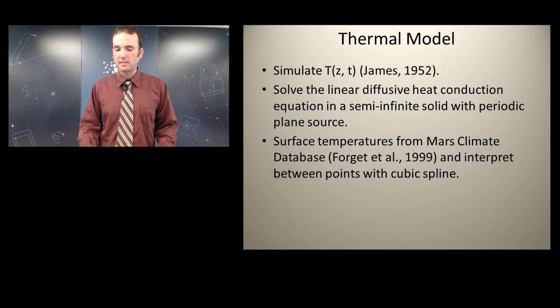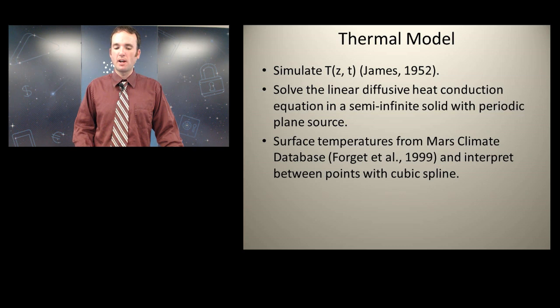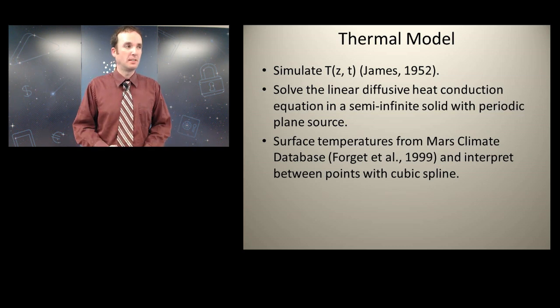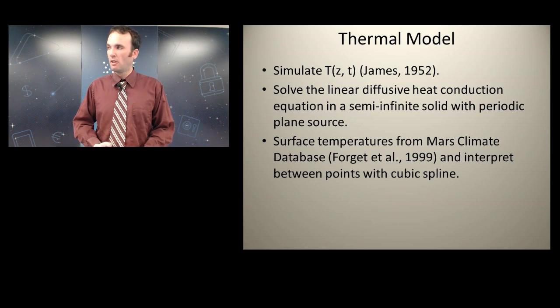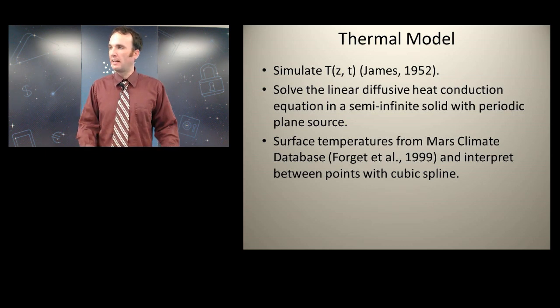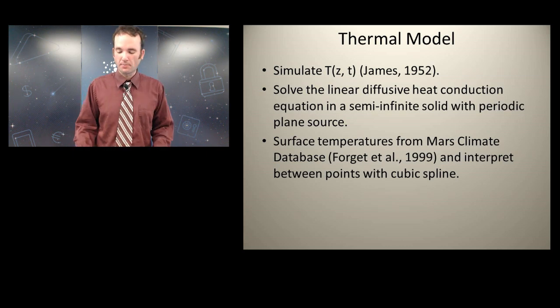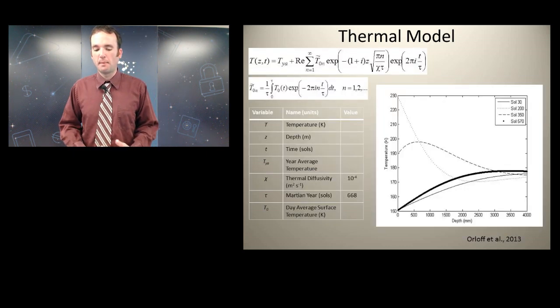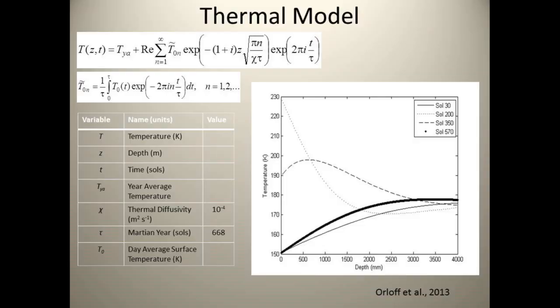So what I did is I simulated the temperature with depth and with time using the method of James 1952. In this, I solved the linear diffusive heat conduction equation in a semi-infinite solid with a periodic plane source. And I take surface temperatures from the Mars Climate Database from Forget et al. 1999, and then interpolate between the points with the cubic spline. When I do this, I am able to calculate the temperature at depth for any given day in the Mars year. In the upper left here, I show you the calculation I use to do so.